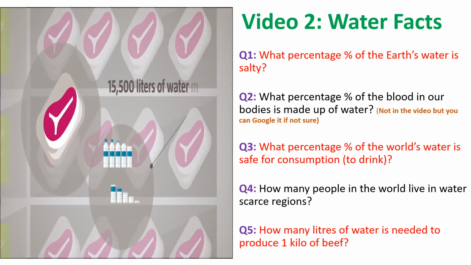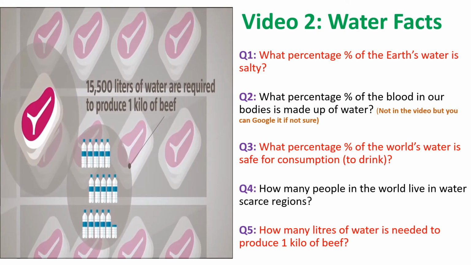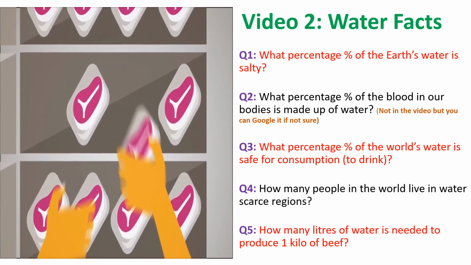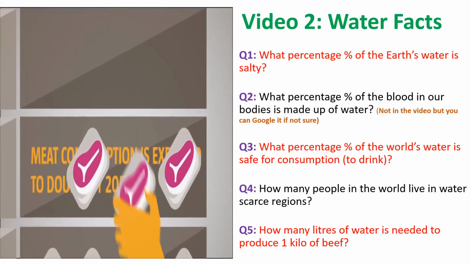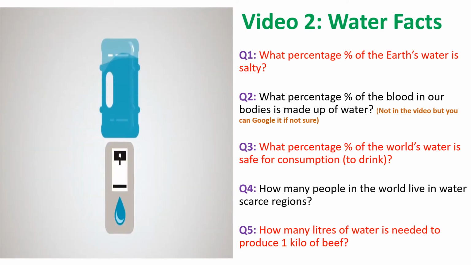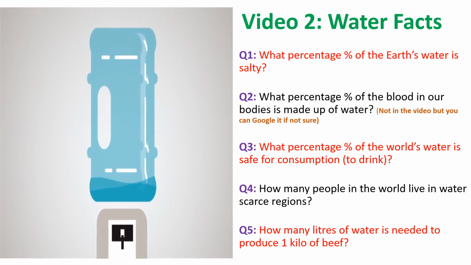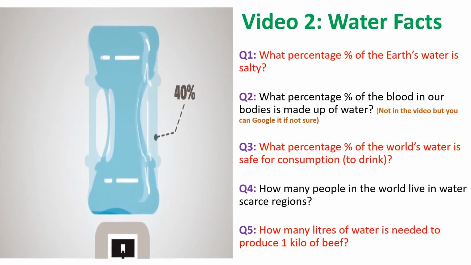But 15,500 litres of water are required to produce 1 kilo of beef. And with continued population growth and prosperity, meat consumption is expected to double by 2050. At this rate, by 2030, total demand for water will exceed the available global supply by 40%.